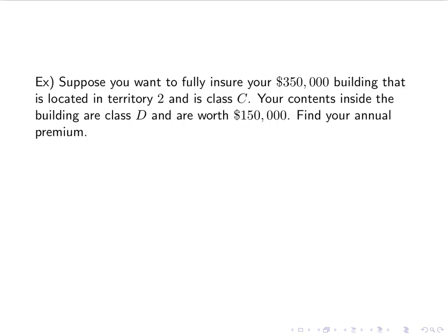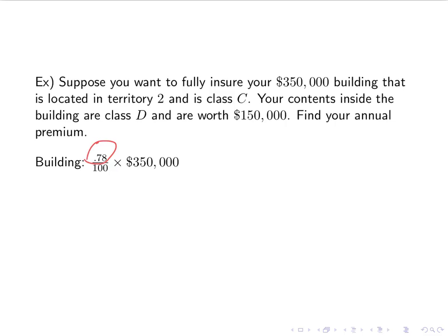So suppose you want to fully insure your $350,000 building that is located in Territory 2 and is Class C. Your contents inside the building are Class D and are worth $150,000. Find your annual premium. So we go to the table, we look up Territory 2 and Structure Class C, and we should be getting 0.78 from the table.